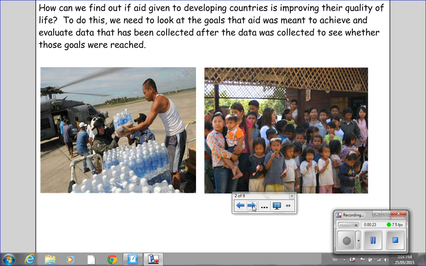How can we find out if aid given to developing countries is improving their quality of life? To do this, we need to look at the goals that aid was meant to achieve and evaluate data that has been collected afterwards to see whether those goals were reached.